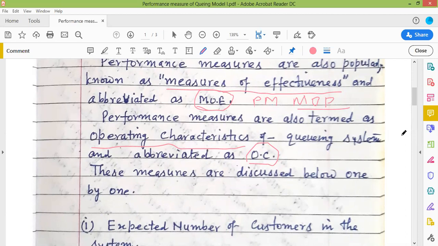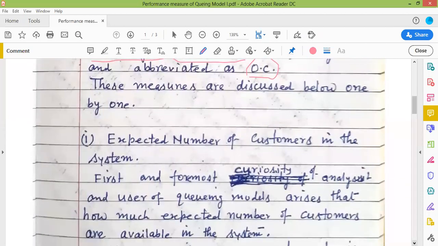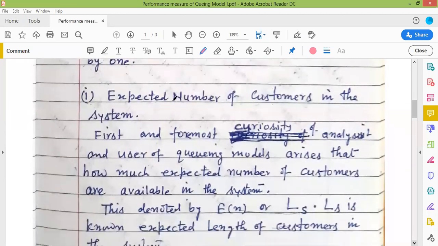And model is what? Model is the operating form of the given system. And therefore, when we talk about the model and its performance, it means that we are talking about the given system and its service. So the first measure is expected number of customers. This is the expected number of customers in the system.